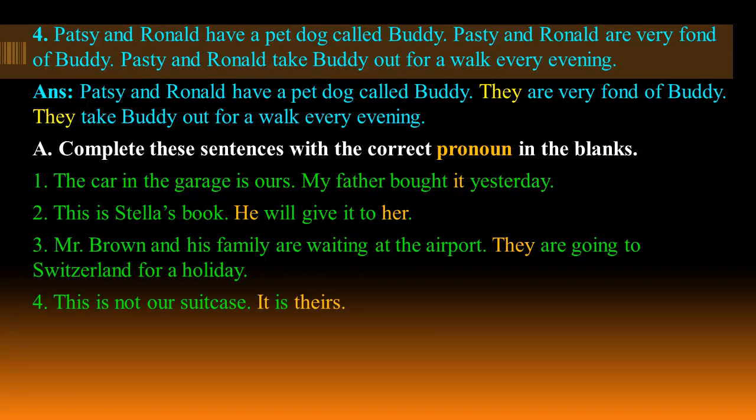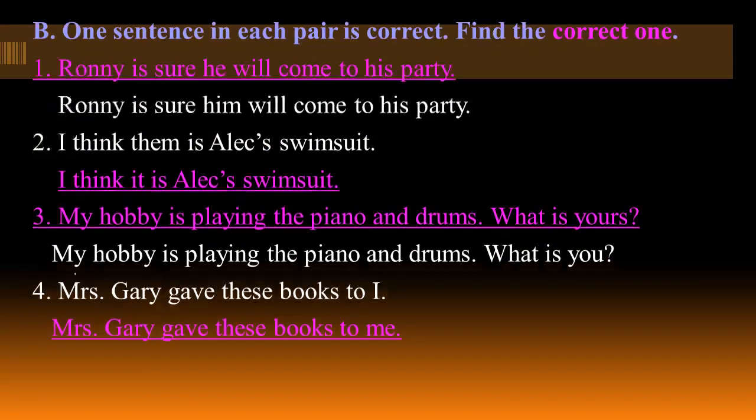Another question is B part. In each pair, one sentence is correct. Find the correct one. Students, the correct sentence is in a different color. Rooney is sure he'll come to his party, and Rooney is sure him will come to his party. The correct sentence is: Rooney is sure he will come to his party.